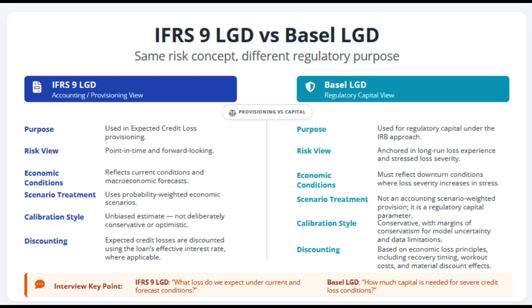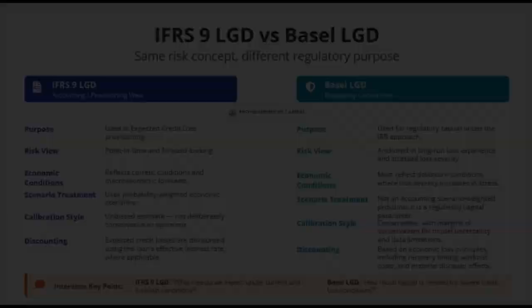Now let's talk about the Basel LGD from a regulatory capital point of view. It is used for regulatory capital calculation. That's the main purpose of it. And the key characteristics: first, the most important distinction is the through the cycle consideration. Long run average over the complete economic cycles. It is downturn biased. That is, it must reflect the stressed economic conditions. It should be conservative. That is, it should include a margin of conservatism for model uncertainty. Also, the cost of capital discounting typically uses the bank's cost of capital.